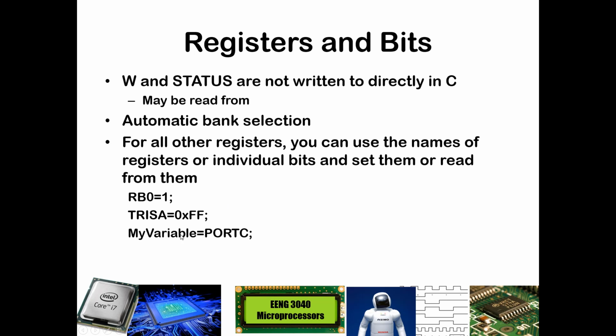You can also copy the value of a register into a variable that you've declared. So if you don't want to manipulate what's on port C, but you do want to take in its value and be able to process that, this would be effectively the same thing. This last line, myVariable = PORTC, would be the same thing as making a copy of port C, putting it into the W register, and then moving it from the W register over to your variable that you've declared. Now we can do all of that within one line.